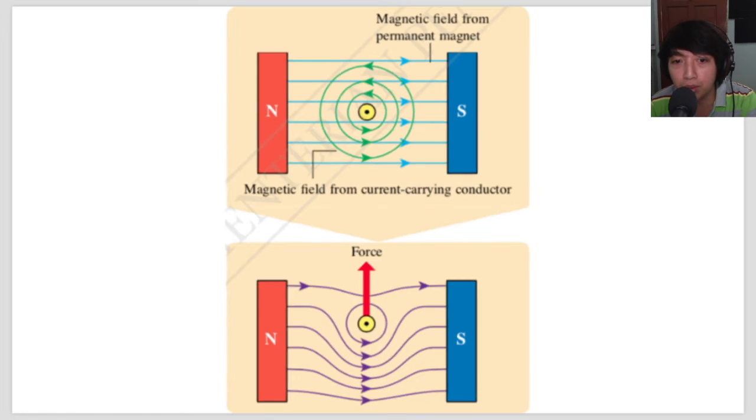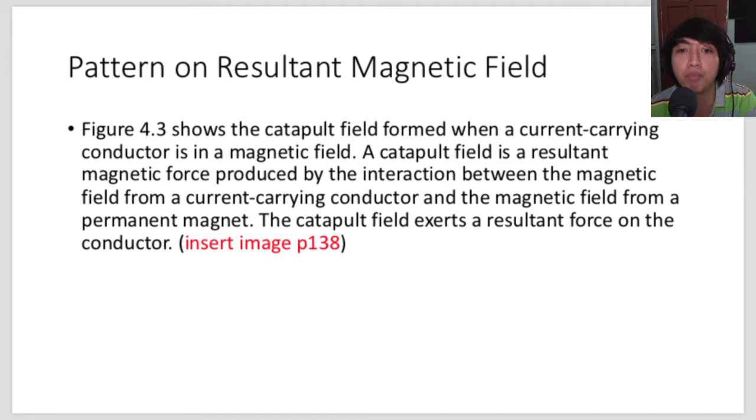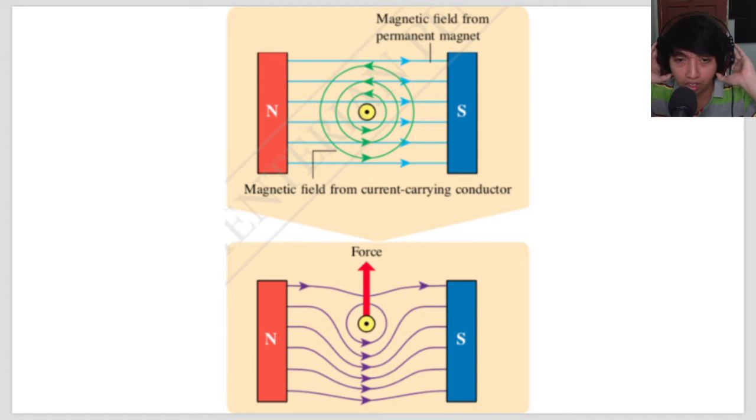So I did put in that picture. Yes, I did. Okay, so figure 4.3 shows the catapult field formed when a current carrying conductor is in a magnetic field. A catapult field is a resultant magnetic force produced by the interaction between the magnetic force from a current carrying conductor and the magnetic field from a permanent magnet. The catapult field exerts a resultant force on the conductor. So let's take a look at it. Okay, so here is what's happening.